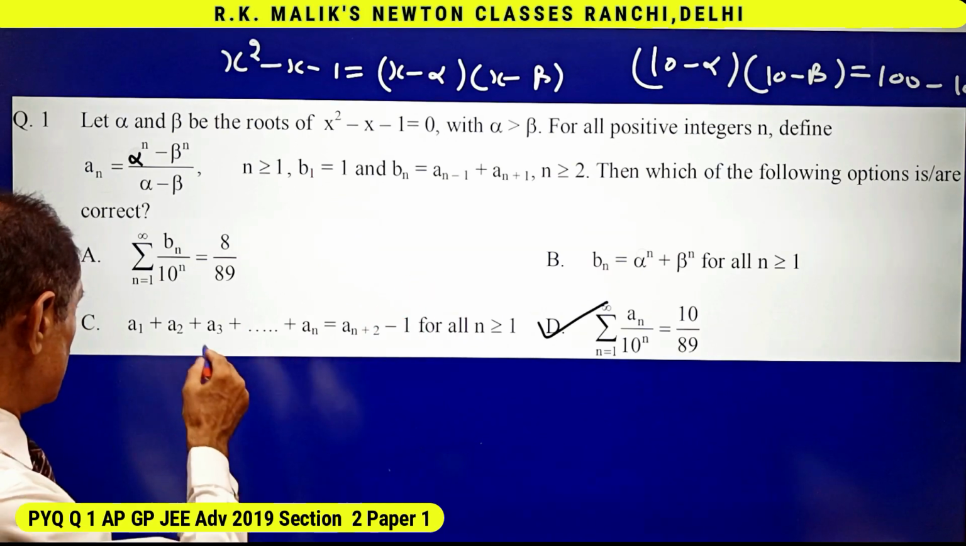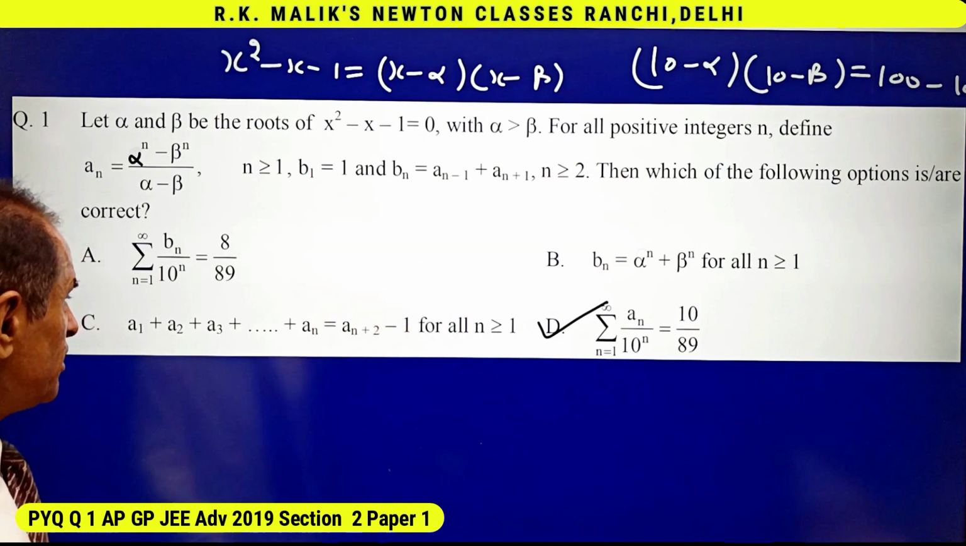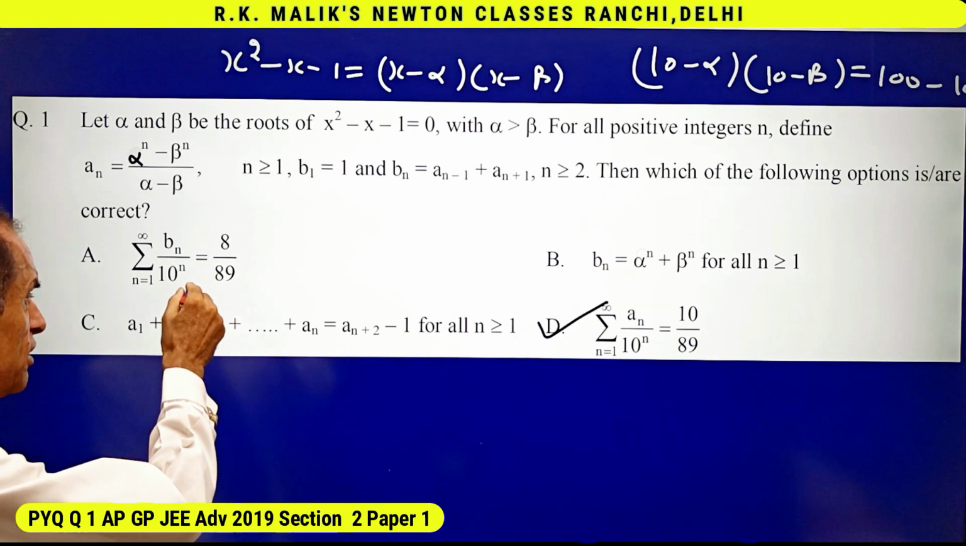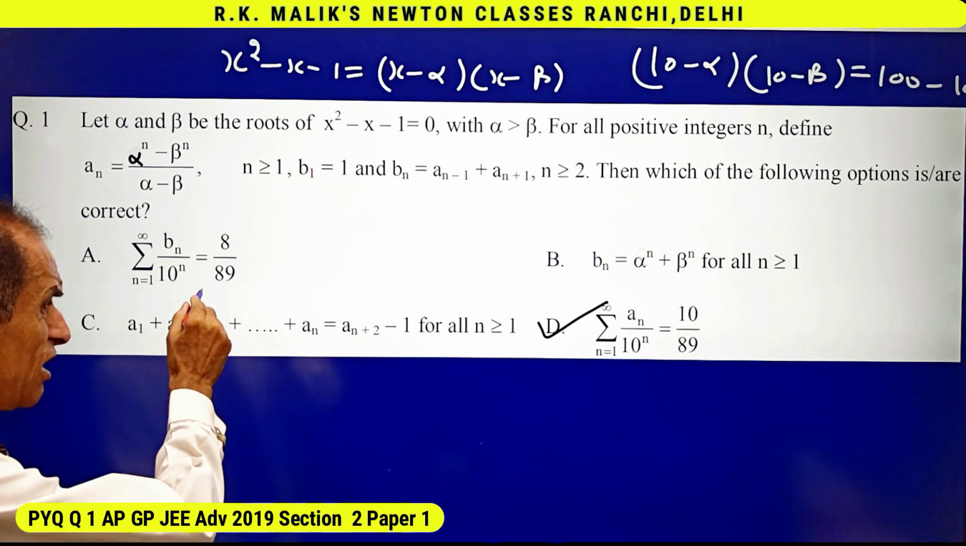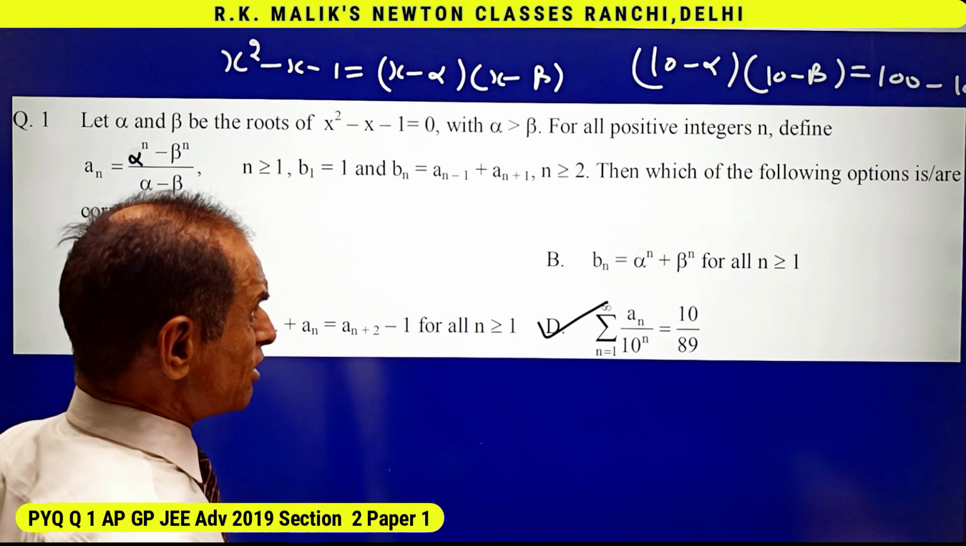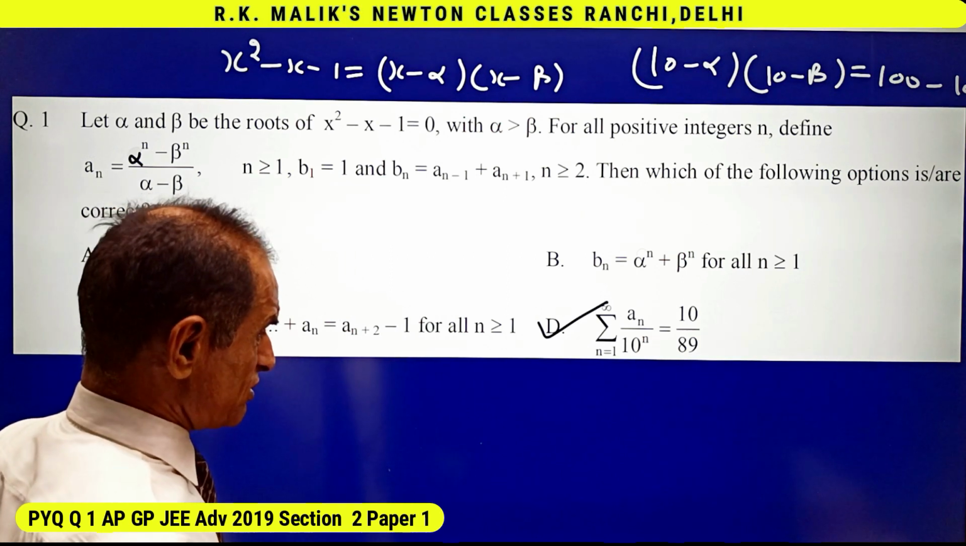And now I can check C or B. A is slightly more tough. Therefore I will be checking this last. Out of these two, both are equally tough. I can check any one first.